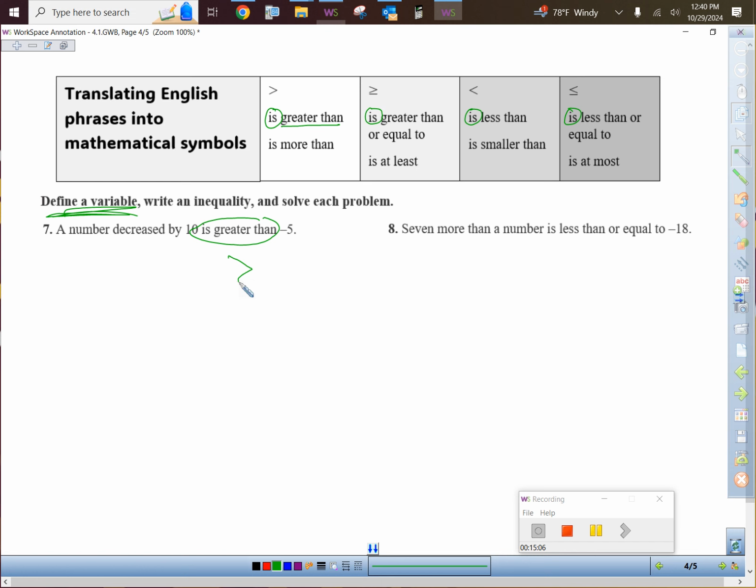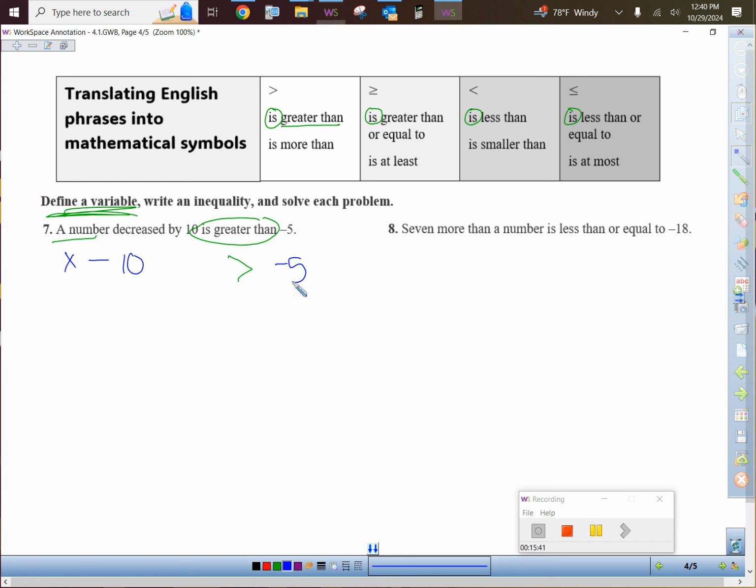Whatever's to the left of that circled thing will be on the left side of the inequality. Whatever's on the right will be on the right side. Remember, we had some backwards phrases, though, back in the day. Remember more than and less than. Those sound a lot like inequality symbols. If there's not the word "is" in front of it, it is not a symbol. It is a subtract or an add. So a number, what would you like to translate that to? x decreased by, that would be subtract 10 is greater than, there's my symbol, negative 5.